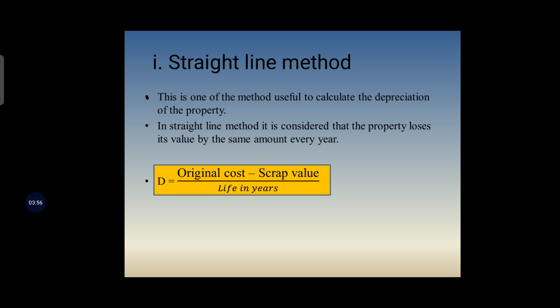That is why annual depreciation D is equal to original cost minus scrap value upon life in years, that is, original value C minus scrap value S, divided by n, the life in years. This is the formula for calculating depreciation by the straight line method.